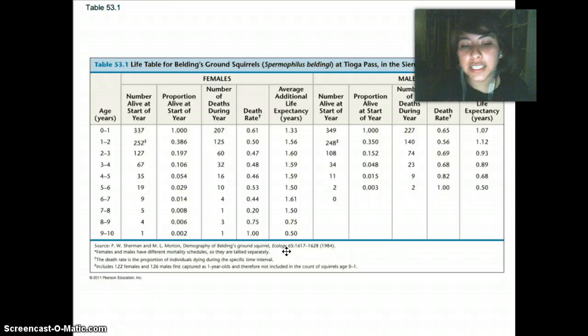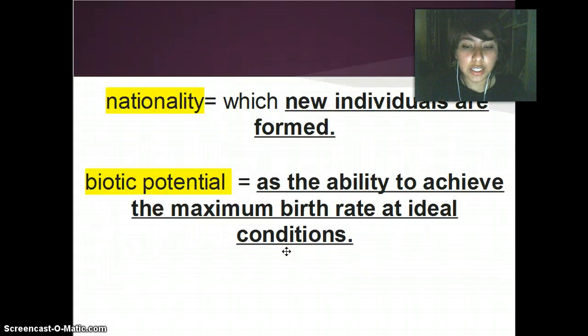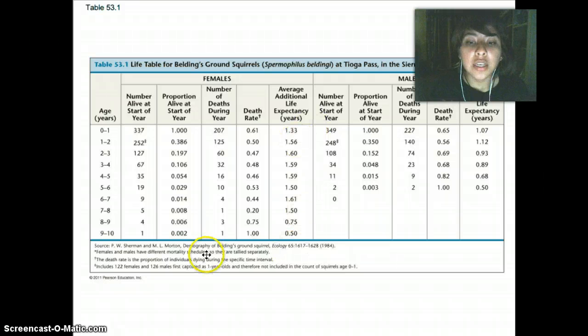So with that being said, the ability to achieve the maximum birth rate at ideal conditions. So it's basically like a birth rate. It's a lot of births and whatnot. This is a good example, take a look at it if you like. It shows the number of births during the years, and it starts from the bottom, from zero to just a lot of years.